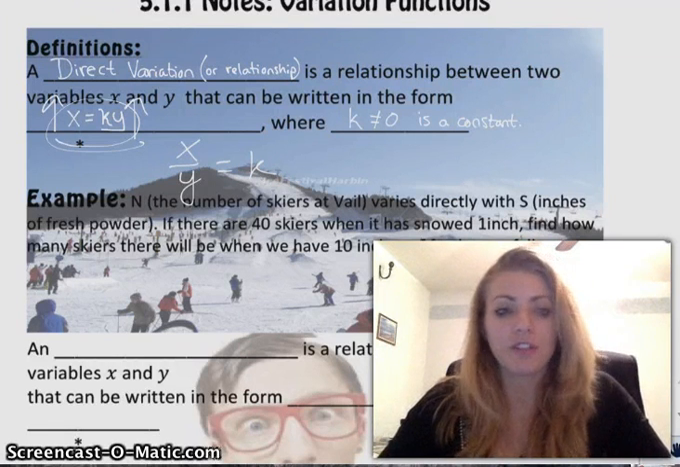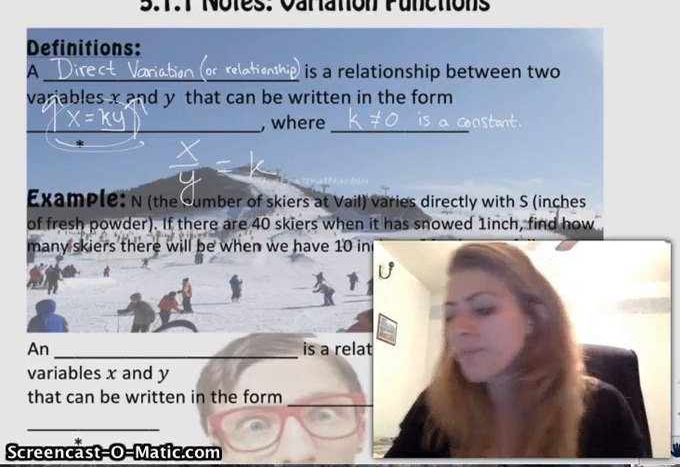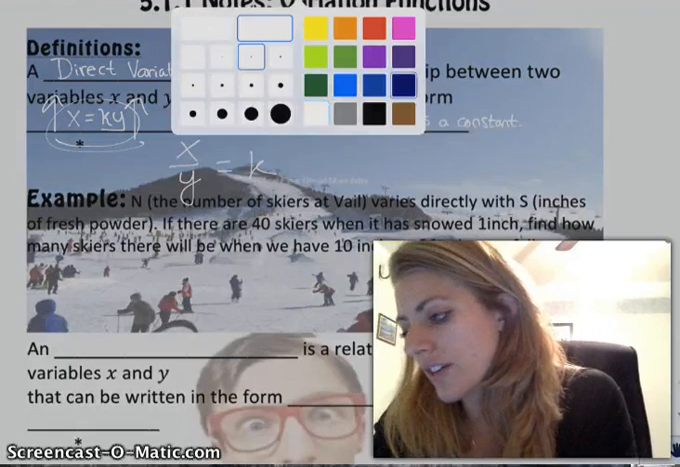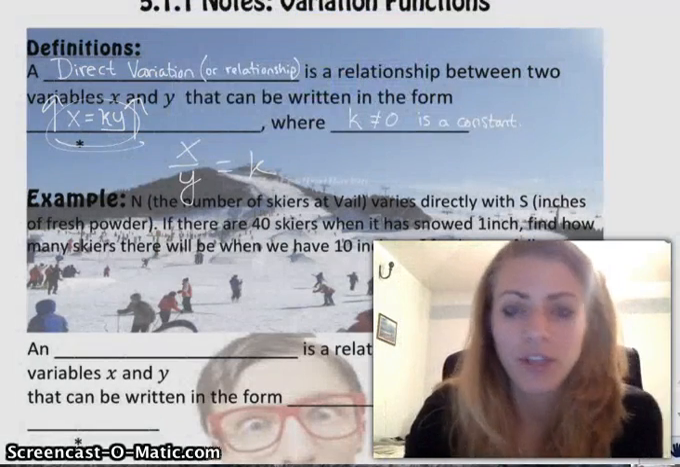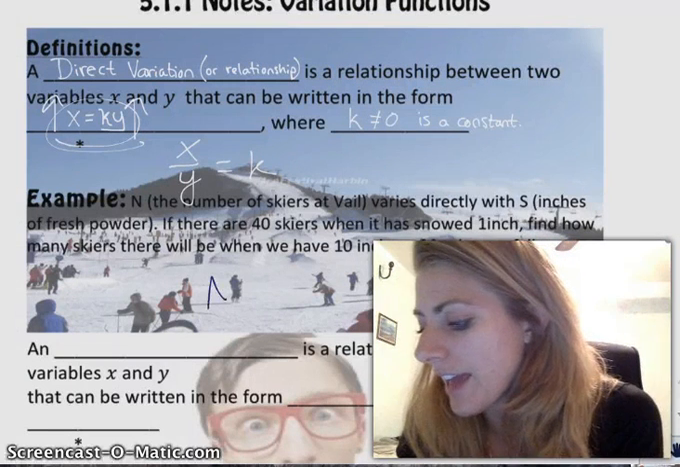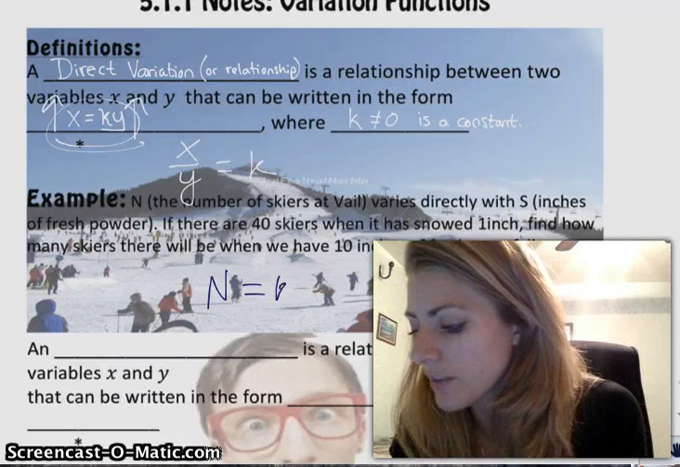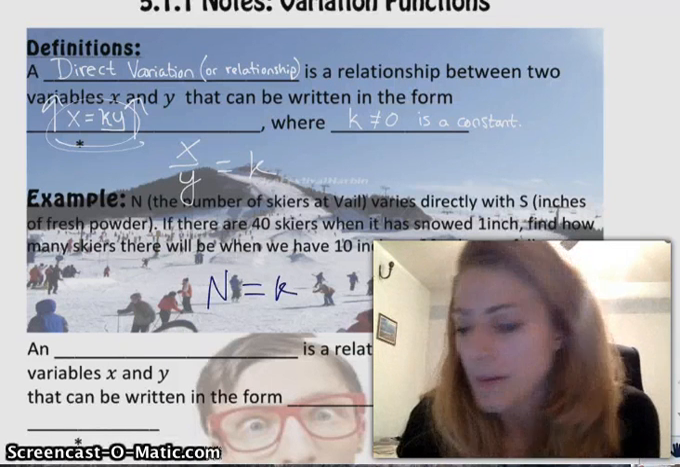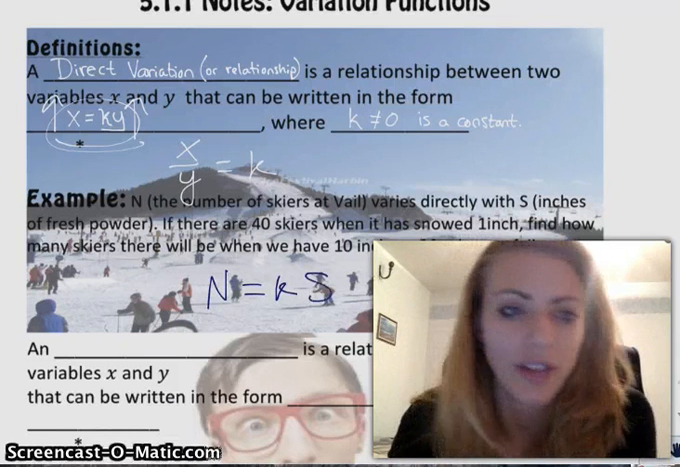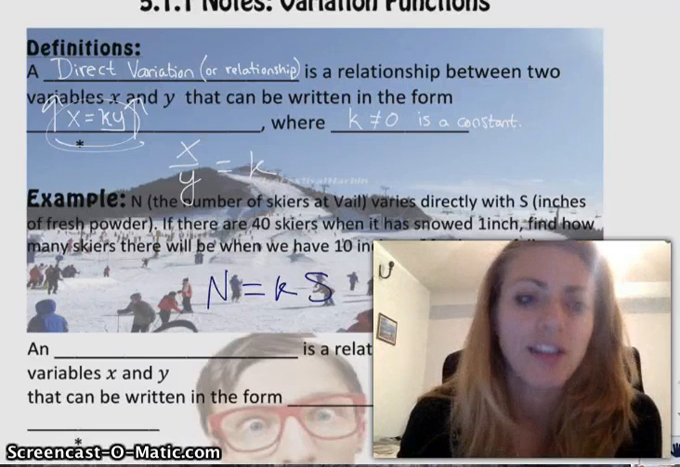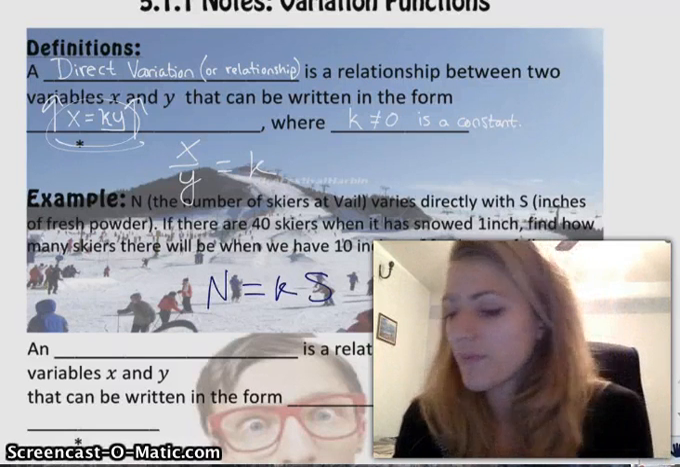So basically you have to figure out what the constant is, and since you know it's a direct relation, you can set it up like n equals some constant, we don't know what it is, I'm just going to call it k, times s. You know I hate using s as a variable, but s is for snow. So there you go.